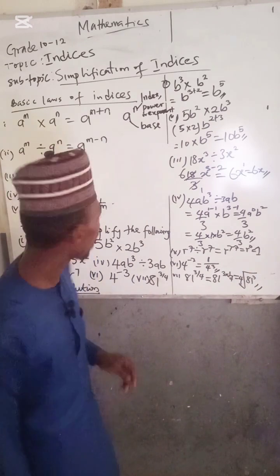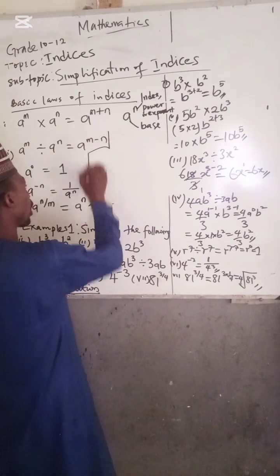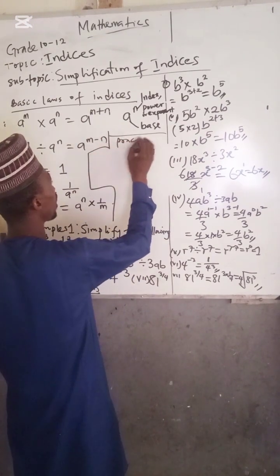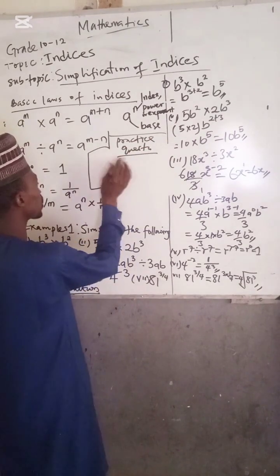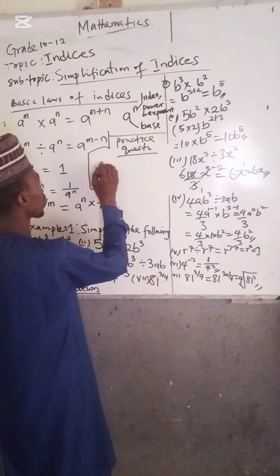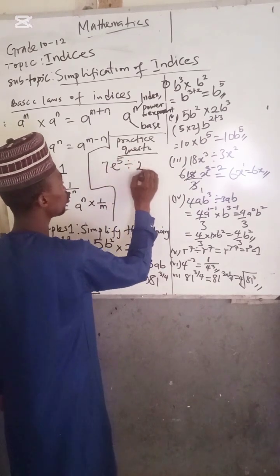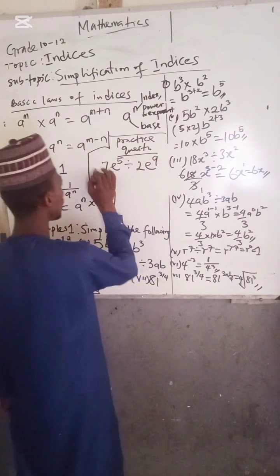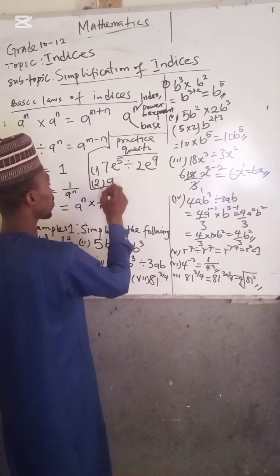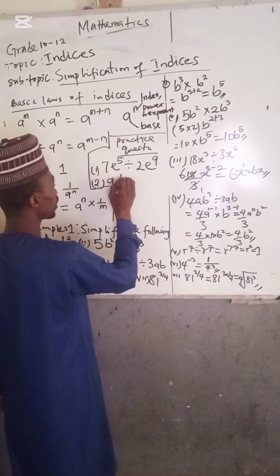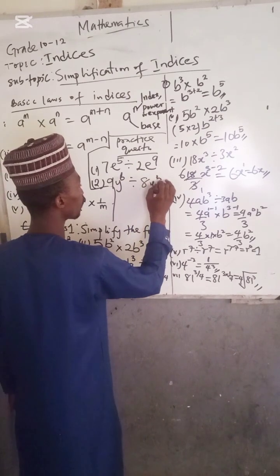Now, I believe we understand this, and I'm going to give us some practice questions. Please make sure you do it and drop your answer in the comment section. We simply say, let's say, 7e raised to power 5 divided by 2e raised to power 9. Then 2, we have 9y raised to power 6 times 8y raised to power 5.